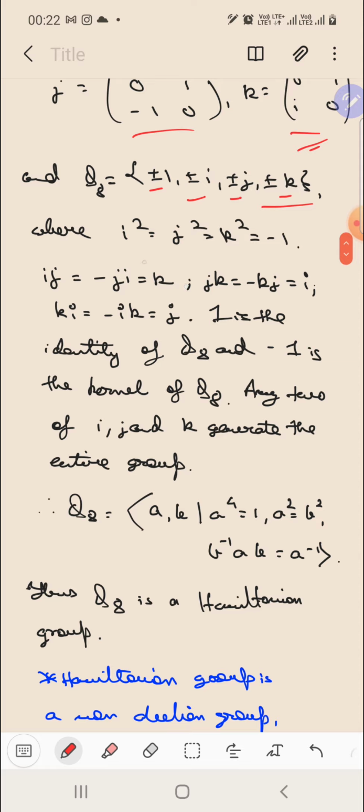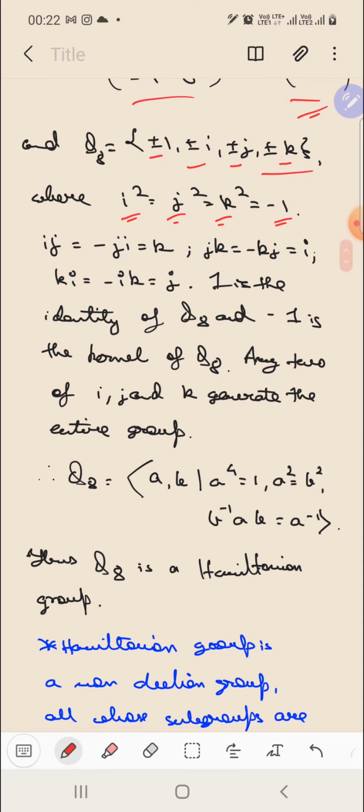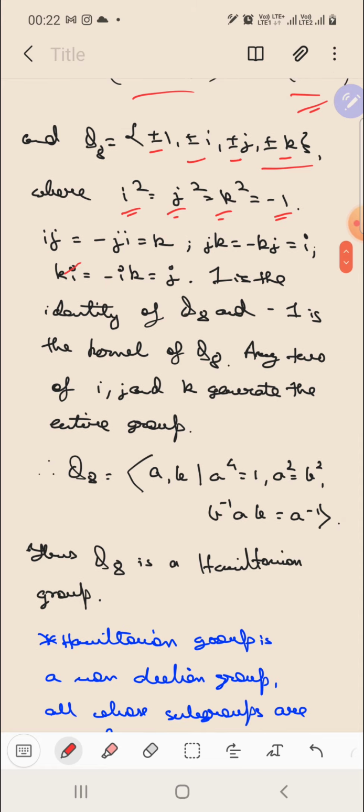What are the properties of the group? The properties of the elements are given as I square equals J square equals K square equals -1. Next, I times J equals minus J times I equals K. JK equals minus KJ equals I. KI equals minus IK equals J. These are the properties. 1 is the identity of Q8 and -1 is the kernel of Q8.